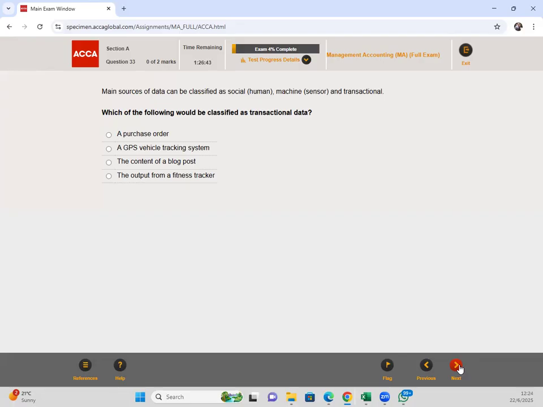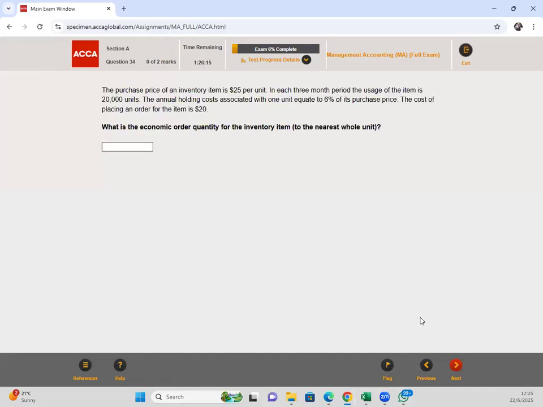What's your take on this one? So I think it's the purchase order, because when we make transactions. Yes, Faith is saying A. I also support A, because the purchase orders are from our daily transactions. So transactional data should be from our regular day-to-day transactions.